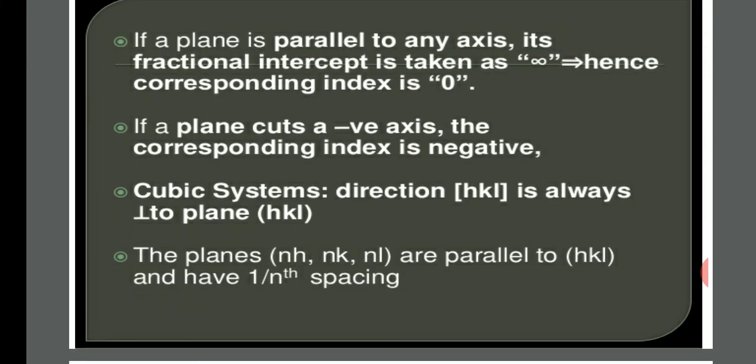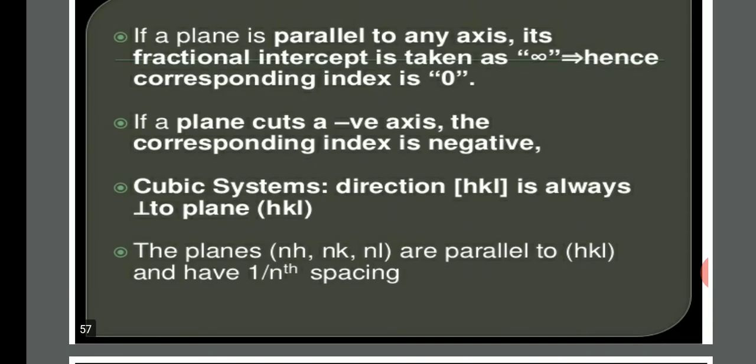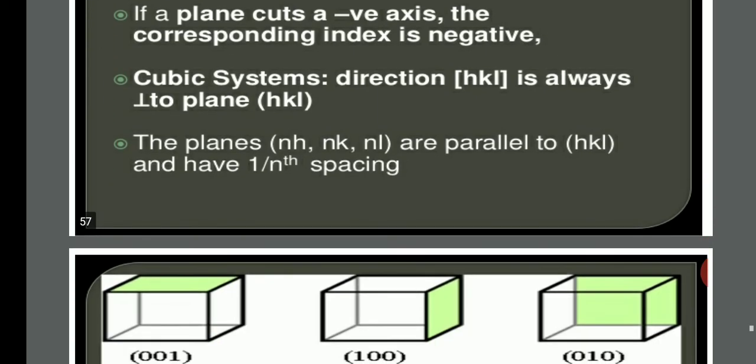If a plane is parallel to any axis, its fractional intercept is taken as infinity, hence the corresponding index is 0. If a plane cuts a negative axis, the corresponding index is negative. In a cubic system, the direction [hkl] is always perpendicular to the plane (hkl). The planes (nh, nk, nl) are parallel to (hkl) and have 1 by nth spacing.